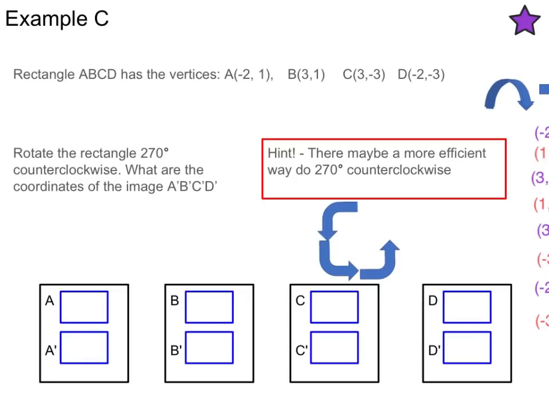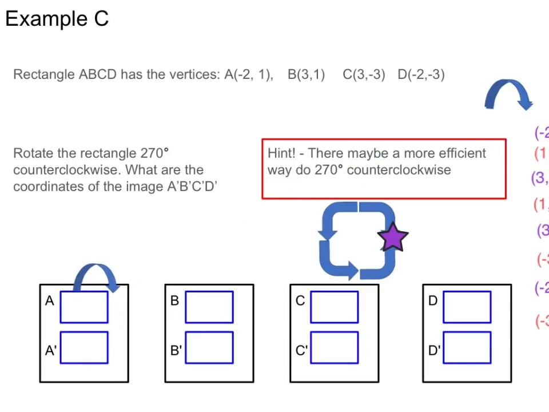However, there might be a more efficient way. Rather than going 3 turns counterclockwise, what if I were to go 1 turn clockwise? If I did that, I would end up in the same place. And since I would end up in the same place, it's going to be much faster to just do 1 rotation going the opposite direction. Now, could I do 3 rotations counterclockwise and get the correct answer? Absolutely. It will take a lot of time. However, I think this way is much faster.